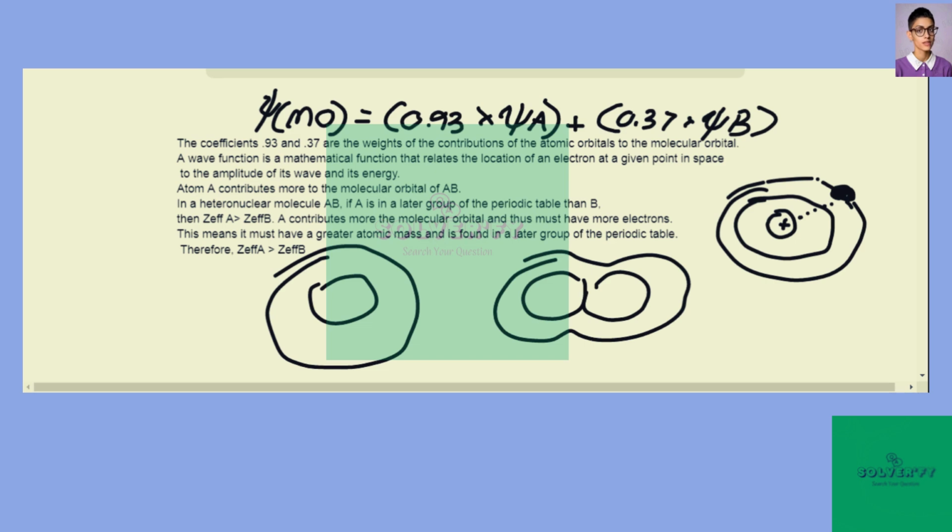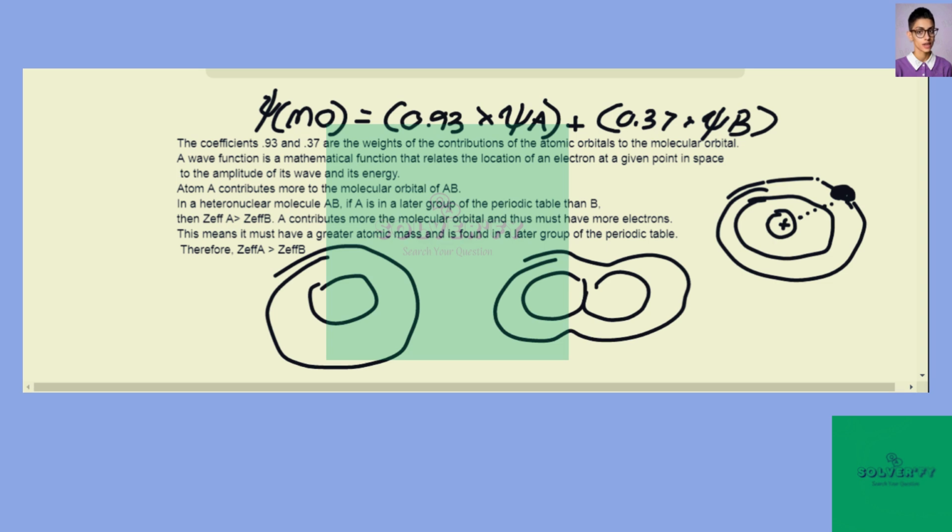Then a wave function is a mathematical function that relates the location of an electron at a given point in space to the amplitude of its wave and its energy. So that's really just saying that the wave function is kind of like showing the probability of the position of the electron, and it relates it to its energy.